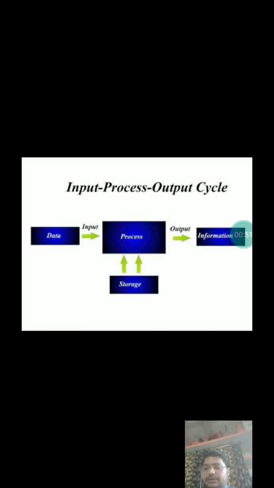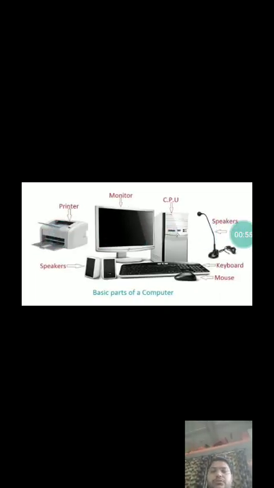Now I discuss the parts of a computer. As you know, the basic parts of a computer are the monitor, CPU, speakers, keyboard, mouse and printer. These are the parts of a computer. These devices are connected with each other through wires. A computer performs various tasks with the help of these devices.